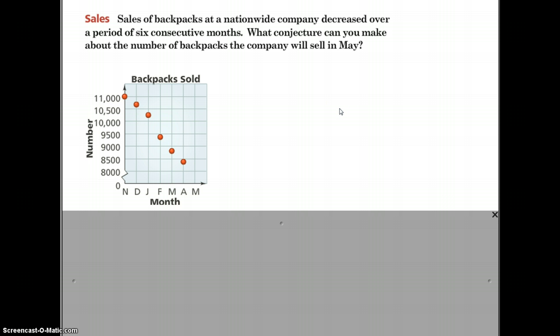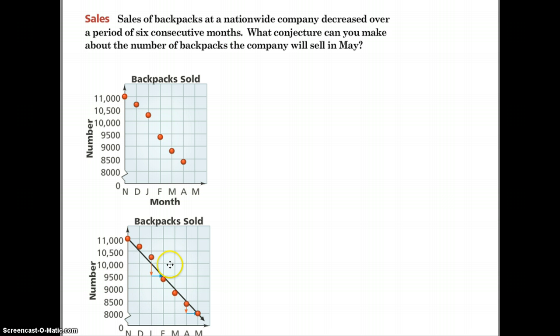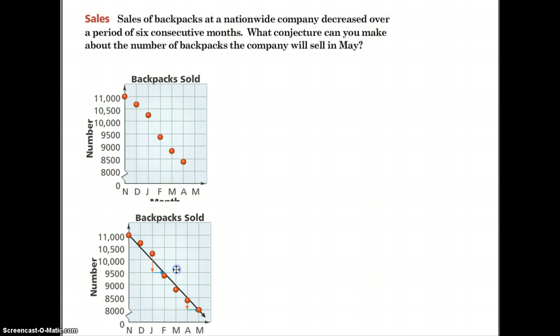Let's see if we can find a pattern from a graph. From data, sales of backpacks at a nationwide company decreased over a period of 6 consecutive months. What conjecture can you make about the number of backpacks the company will sell in May? So as you can see, these are decreasing over time. And looking at my data, I don't know what we're going to have in May. But if I draw in my line here, that's my line of best fit, which means this line is going to be the one that most closely resembles my data. If I draw that in, I can see that in May there will be approximately 8,000 book bags sold based off of that pattern.